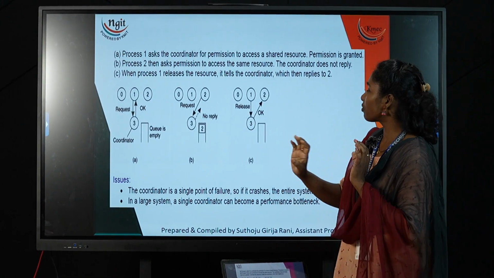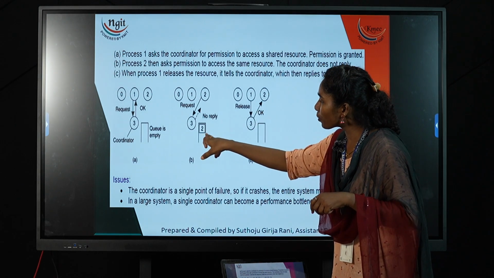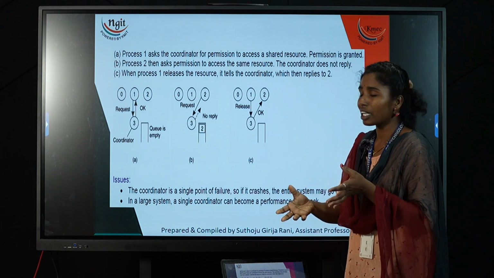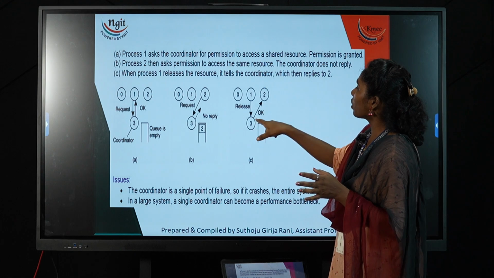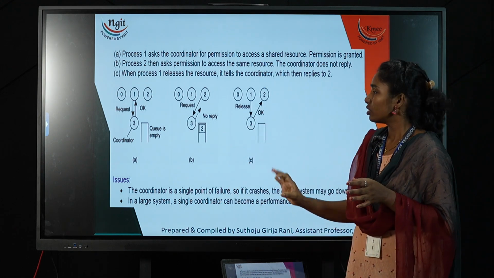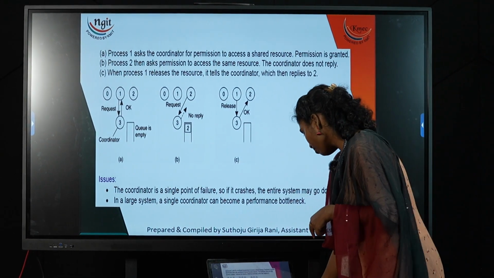Thus the coordinator will give an alert to the other process in the ready queue, which had stated that it wants the resource, right? So immediately the coordinator will give an OK message to 2 stating that you can utilize the resource now. So this is the whole process which takes place in the centralized approach.